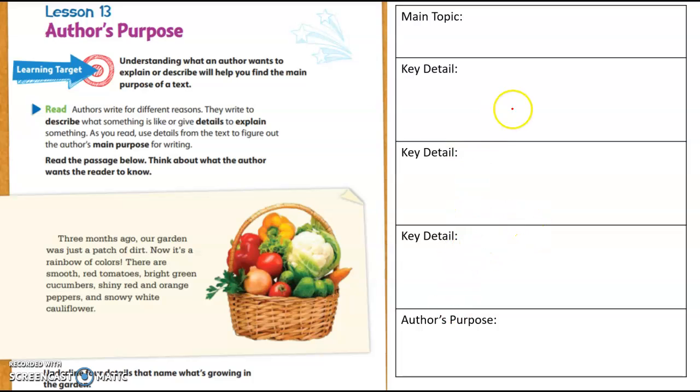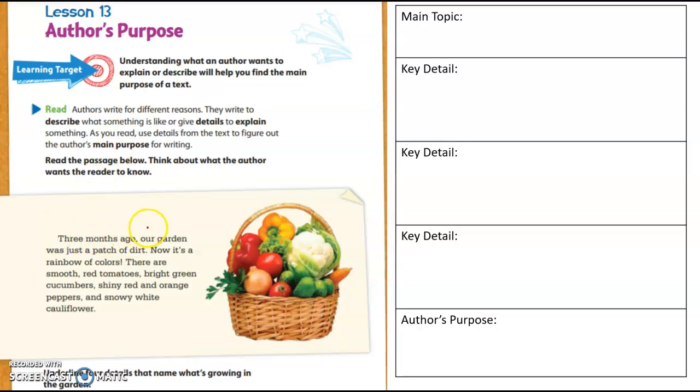So, understanding what an author wants to explain or describe will help you find the main purpose of a text. Authors write for different reasons. They write to describe what something is like, give details, or to explain something. As you read, we use the details from the text to figure out the author's main purpose for writing. Let's read the passage below.